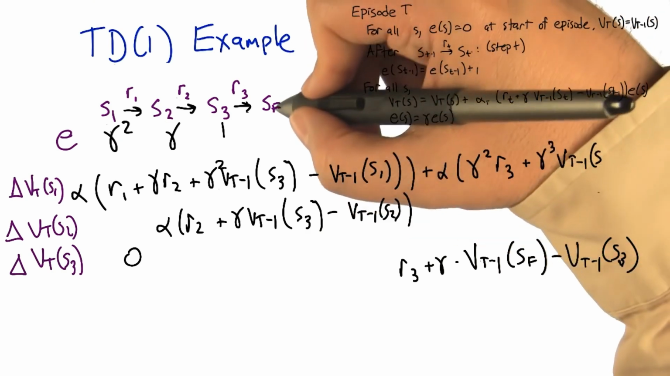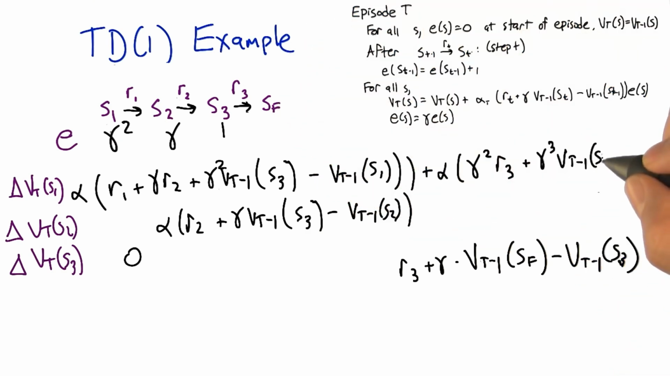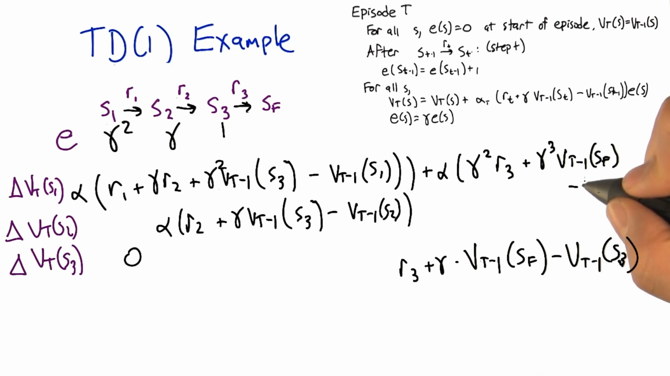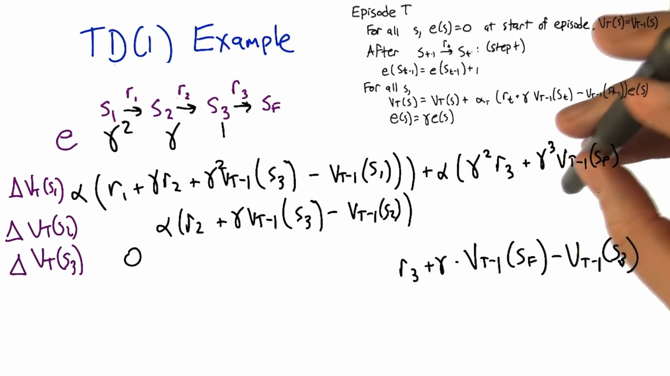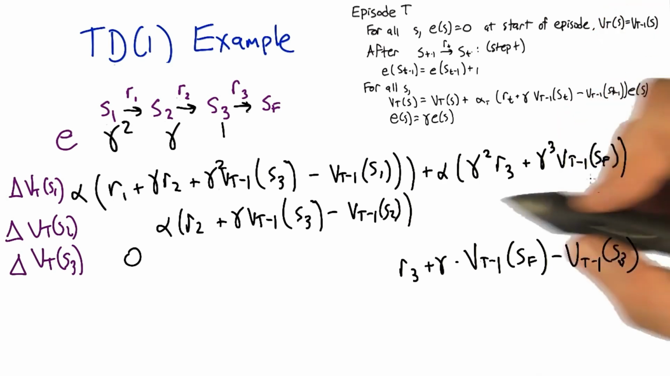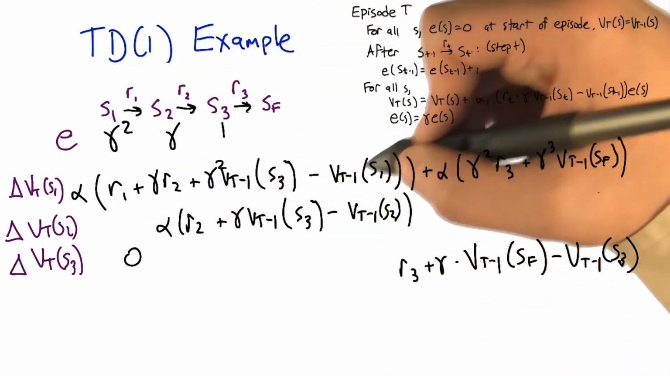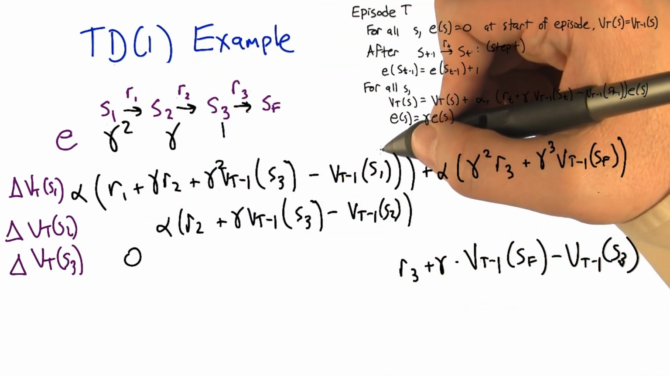Okay, so you would see R1 plus gamma R2 plus gamma squared R3 plus gamma cubed of VT minus 1 of S4. Well, there's no S4, so the final state. I'm sorry, SF, thank you. Of SF, minus VT minus 1 of S1, so that stays. And all that is the error. It's what your guess was of the value and what you actually ended up seeing, which was all the rewards that you saw plus whatever future value there's going to be.